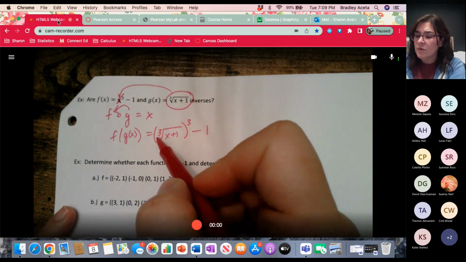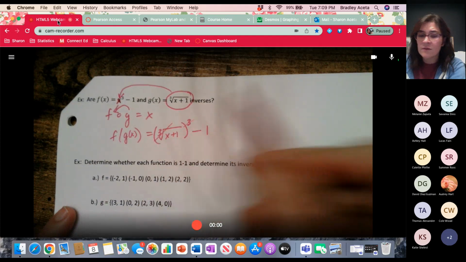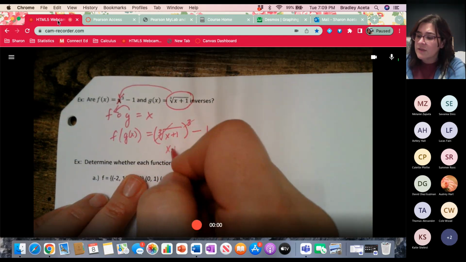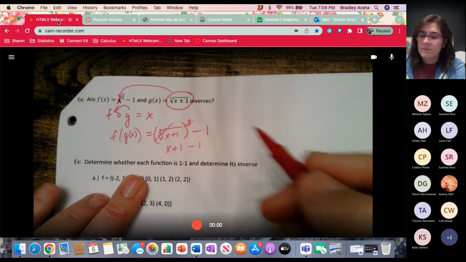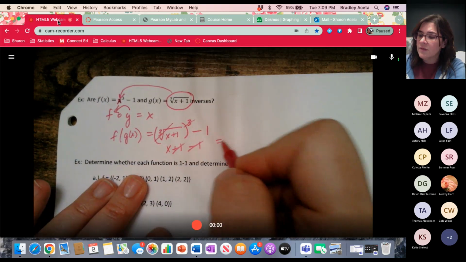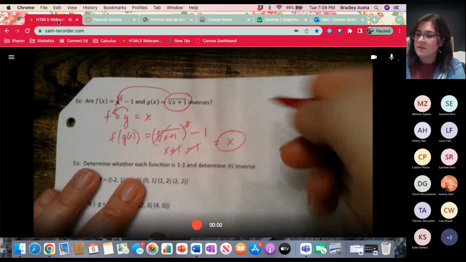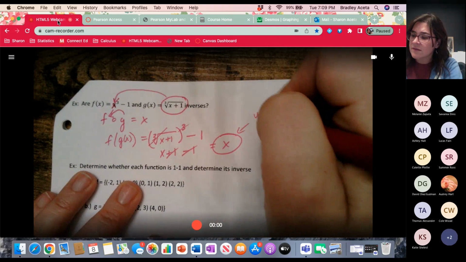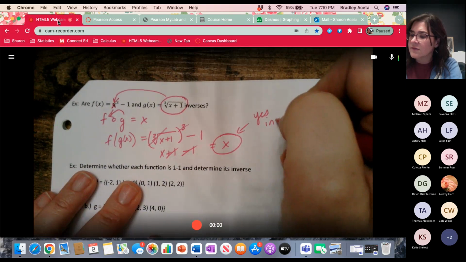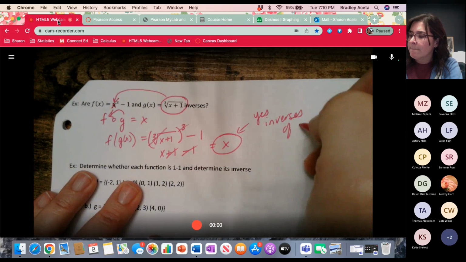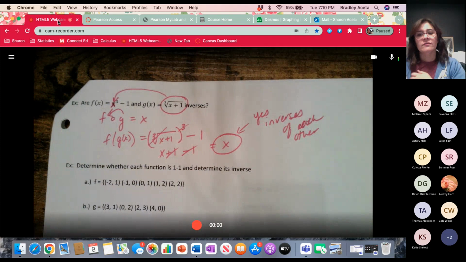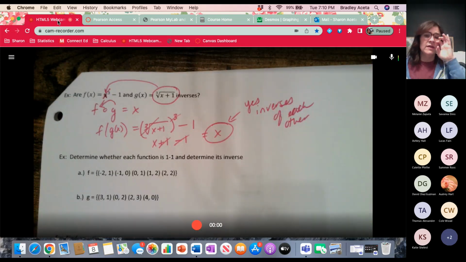Well, when I cube a cube root, they cancel, and I'm left with x plus 1 minus 1. Well, that cancels, and look what I'm left with: x. If you are left with x, then yes, they are inverses of each other. That's all you have to do. If they give you an f of x and a g of x and they ask you if they are inverses of each other, compose them either way, whichever one you feel comfortable with. And if they equal x, you're good to go.